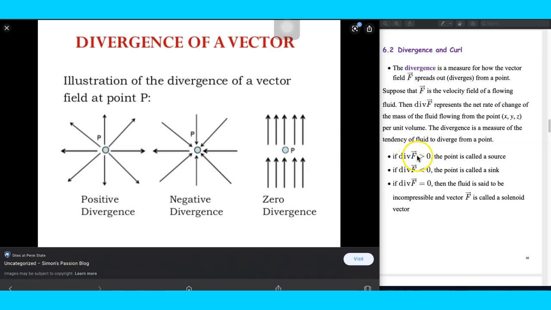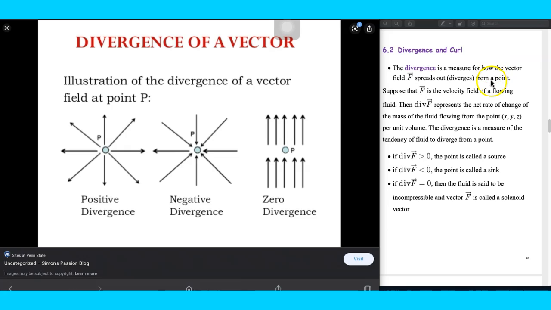So divergence of the vector field. For divergence, we should have the divergence of a vector field, but for gradient, it is the gradient of a scalar field. So that's why we have the vector F. This one is a vector.